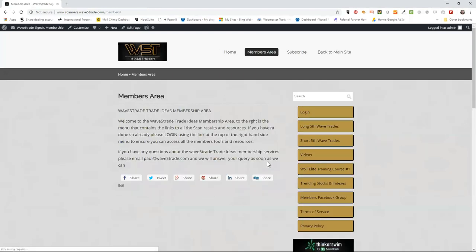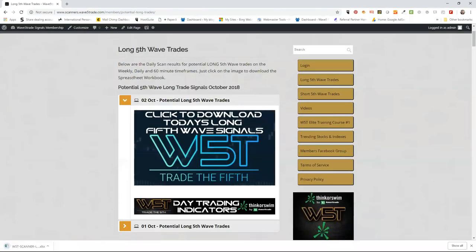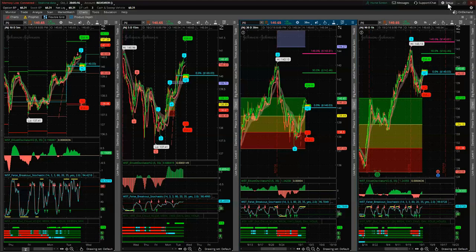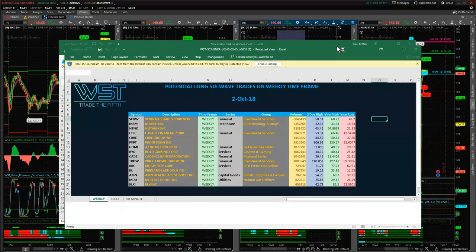So when we look at the potential long fifth wave trades for today, we download the spreadsheet, click on the image, download the spreadsheet, and let's get it downloaded and then have a look. Because this is just a starting point. Not all of them will be good, but they meet the basic rules for our scan.